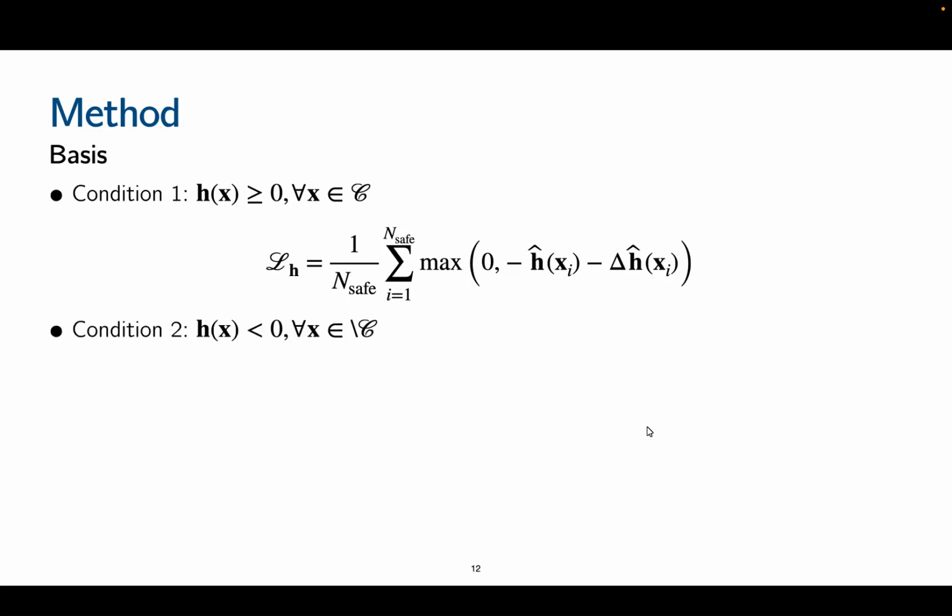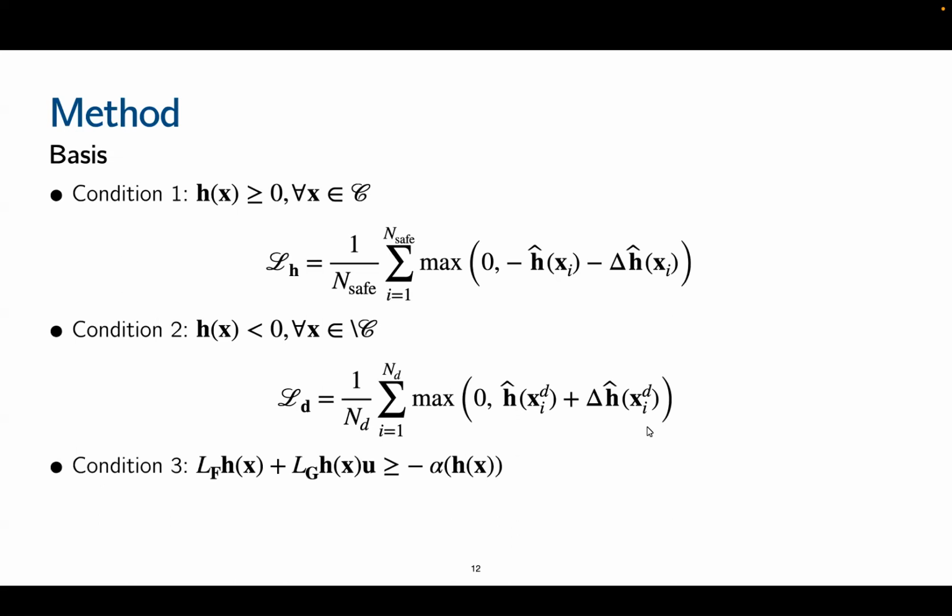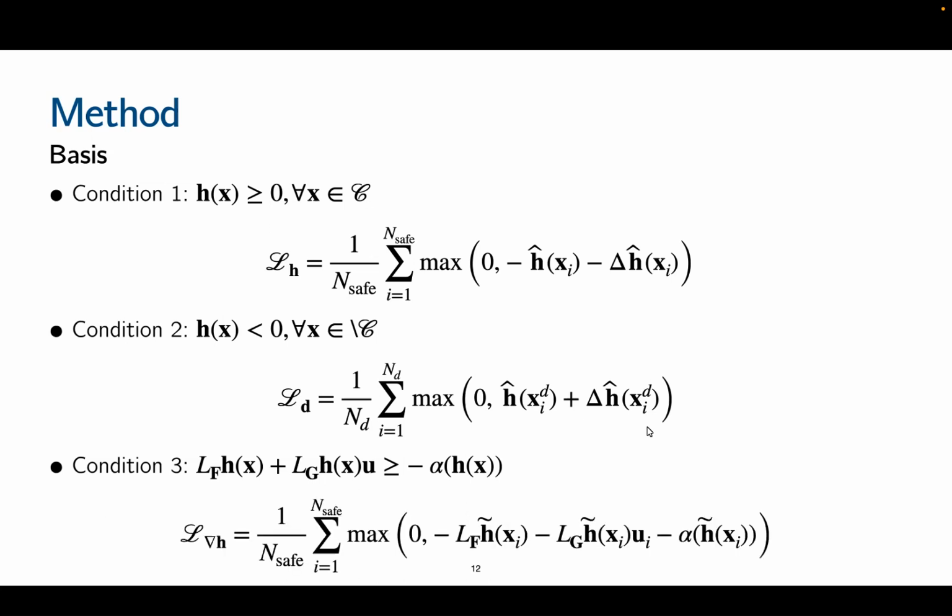Similarly, we have the loss function for CBFs of the unsafe states, where we only penalize CBF estimations that are positive, which they should be negative. And we do the same thing for the CBF constraint. So if we just move the alpha hx to the left, we can see the entire inequality should be greater than or equal to 0. And we put that into the loss function, and we can get a formulation very similar to condition 1.